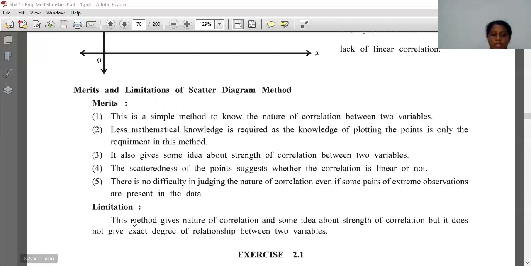Now, limitations. This method gives the nature of correlation and some idea about the strength of correlation, but it does not give the exact degree of relation between the two variables. Whenever it is asked in the exam, write the merits and demerits, or the limitations of the scatter diagram, all the 5 points in merits you have to write, and this 1 point you have to include. Okay, nobody will skip any of the points.